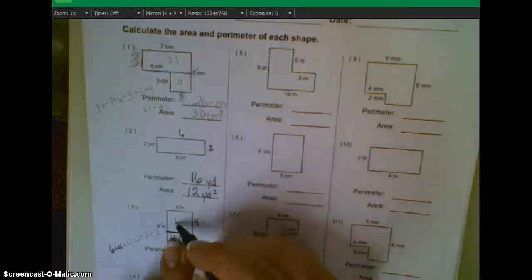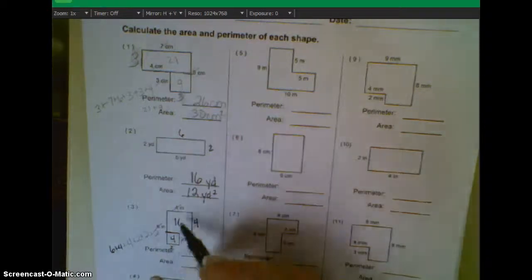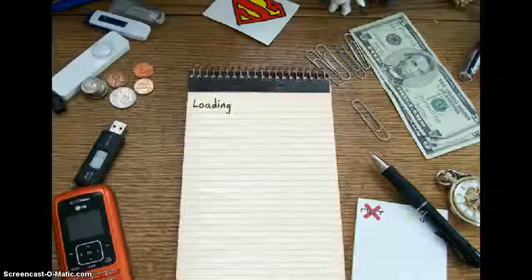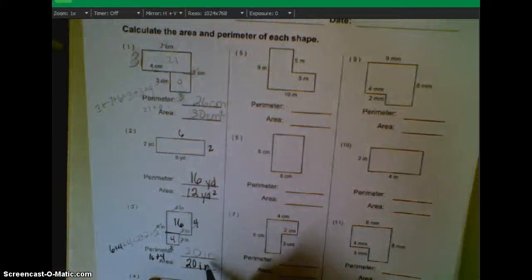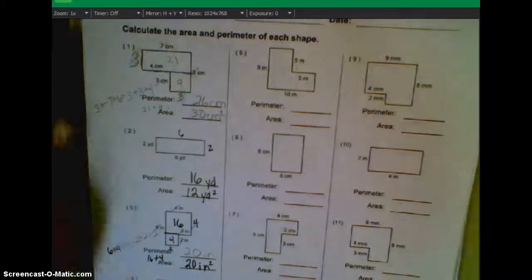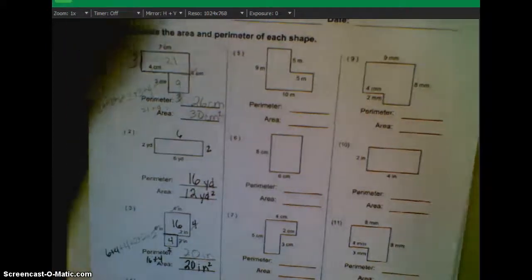4 times 4 is 16. So then I can add 16 plus 4, and I get 20. Hey, perimeter and area are equal in this one. And since we were talking about inches times inches, we need to express it as inches squared. Just gonna fold this up real quick so I can get it on the screen.